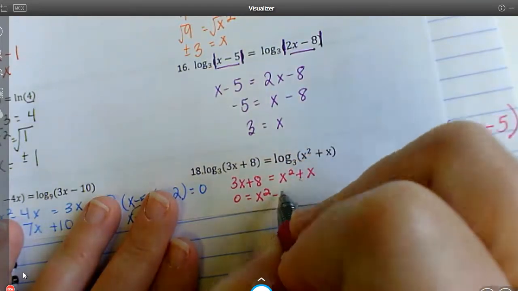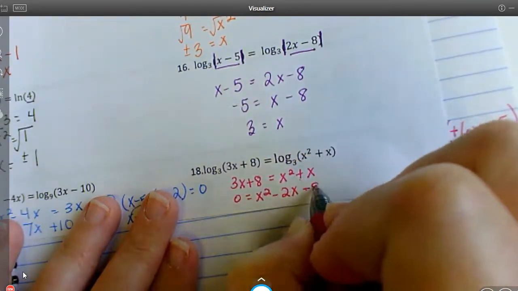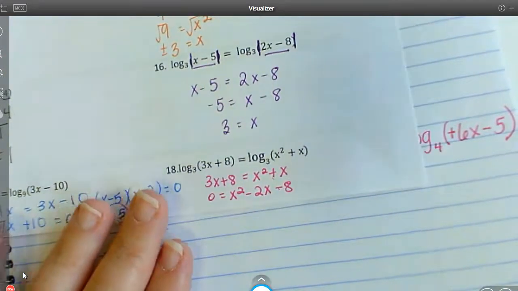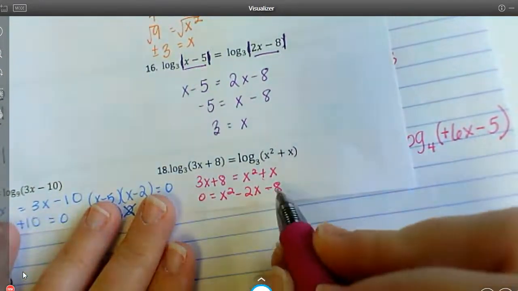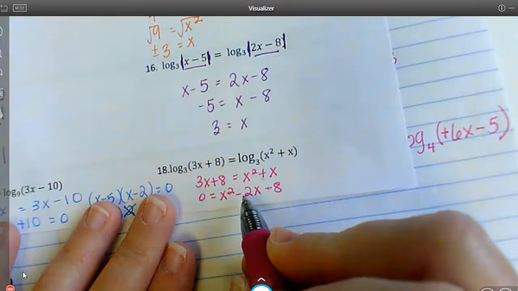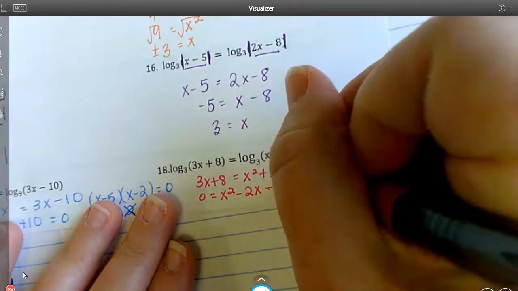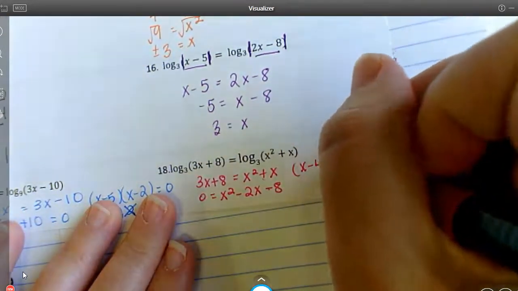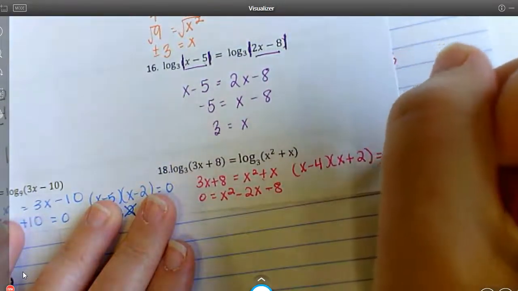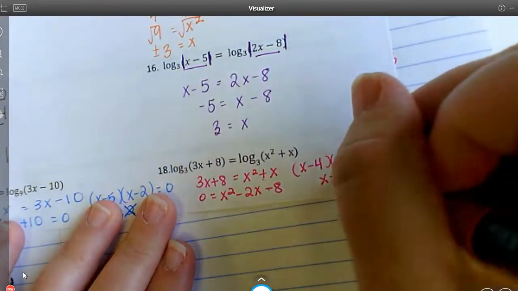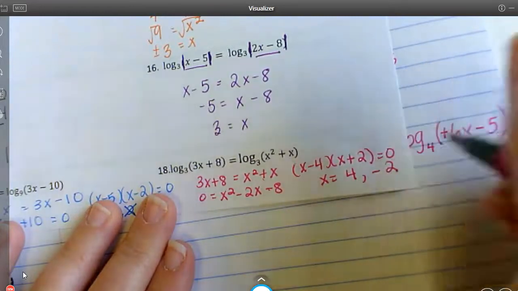When I subtract 3x, that's negative 2x. Subtracting 8 is a minus 8. Then I find the things that multiply to give me 8, that give me 2. So that would be a negative 4 and a positive 2. And then if I solve, I get 4 and negative 2.